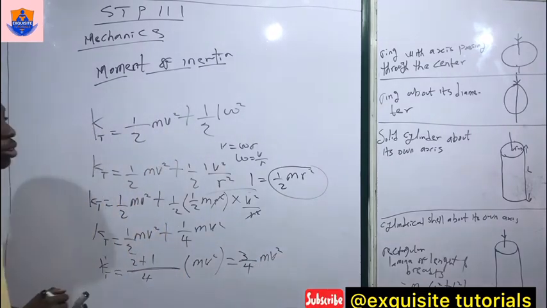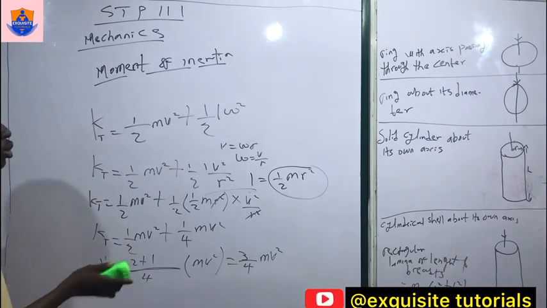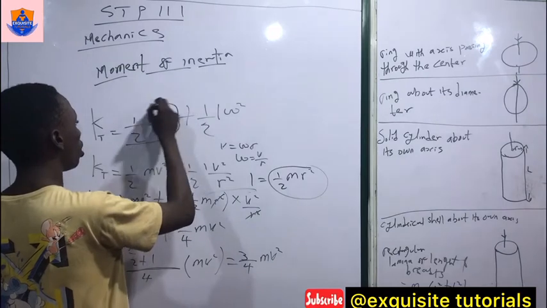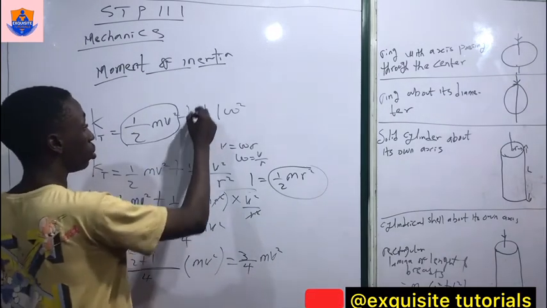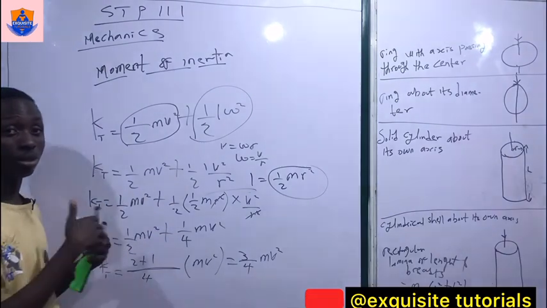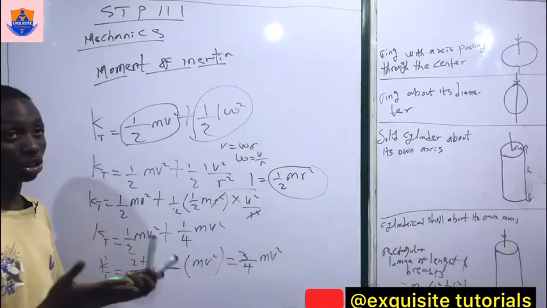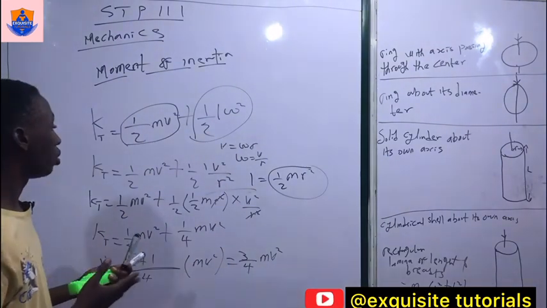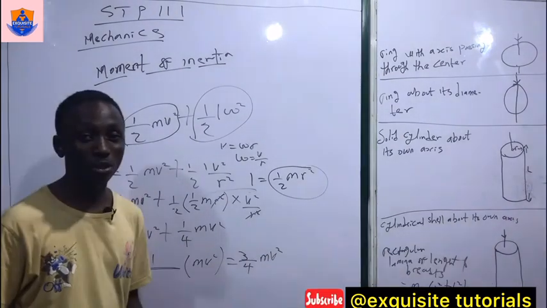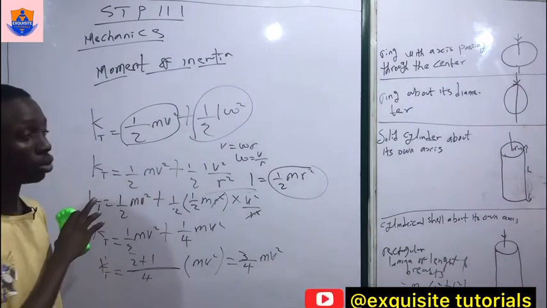So this is for a ring about its diameter, and this will be the formula for the total kinetic energy. But the linear kinetic energy will be 1 over 2 mv square, while the rotational kinetic energy will be 1 over 2 I w square. In case you are asked to calculate the linear kinetic energy for a rolling body, it will be 1 over 2 mv square. If you're asked to calculate the rotational kinetic energy, this will be it. But if you're asked to calculate the total kinetic energy, this will be it. So these are the formulas. In our next class, we'll be treating questions on all these formulas I just dropped.